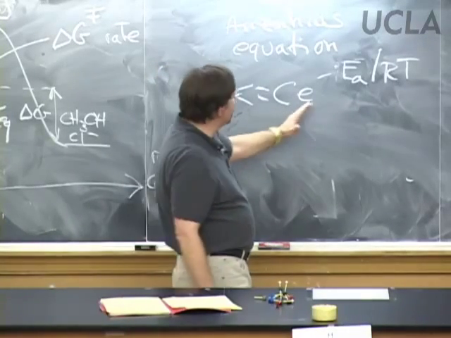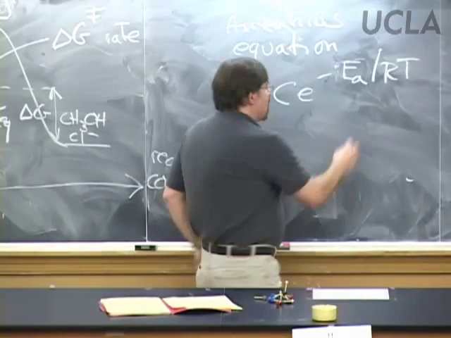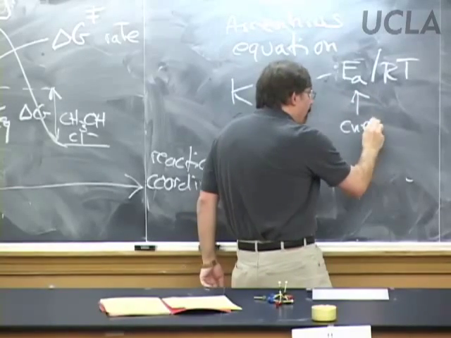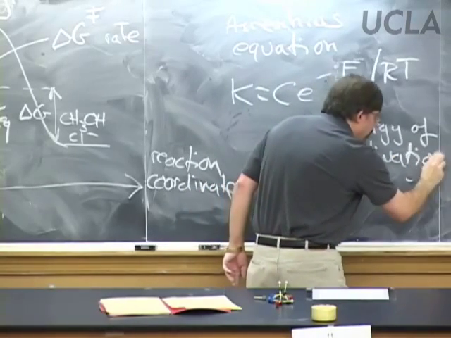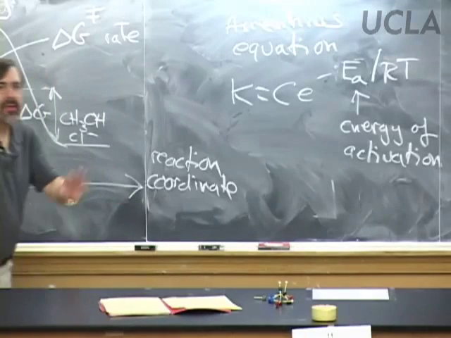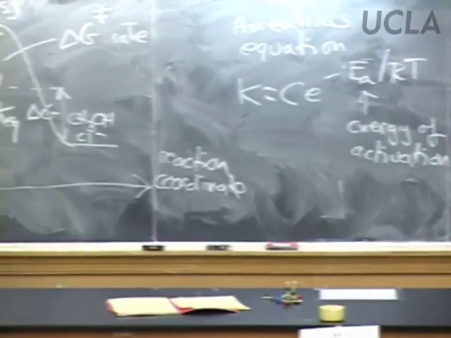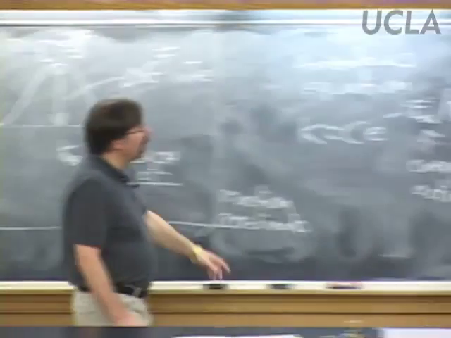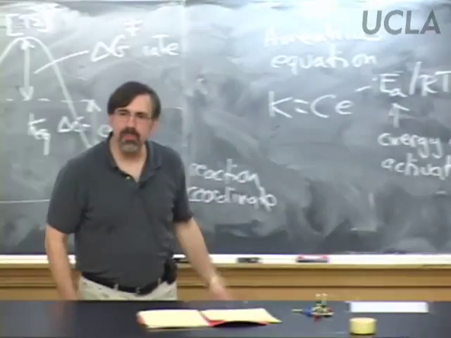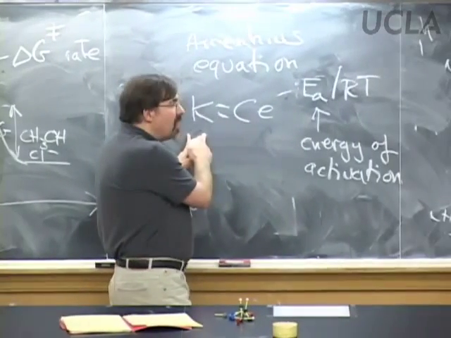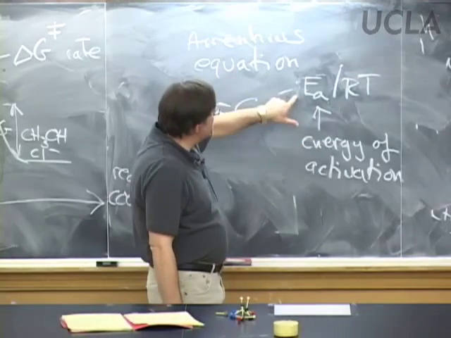Big C is just a constant. e is the natural log base, e. Minus Ea. Now Ea stands for energy of activation. And outside of some thermodynamic conventions, for all intents and purposes, is the height of this hill. There's some subtle differences, but we're going to use it for that. Divided by R, the gas constant, T, temperature in Kelvin. What does this expression say? It says that the rate of the reaction is a function of this energy difference plus the temperature.